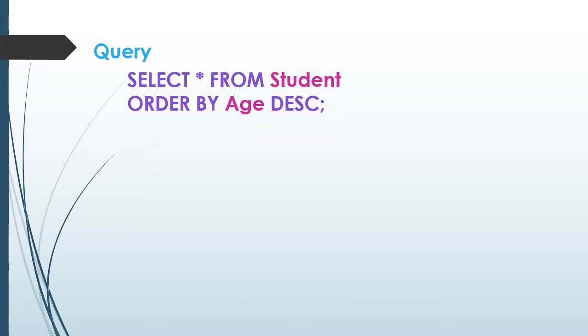Let us sort by age in descending order. To do this, add the DESC keyword after the column name.